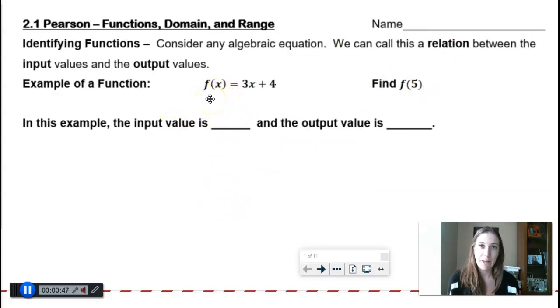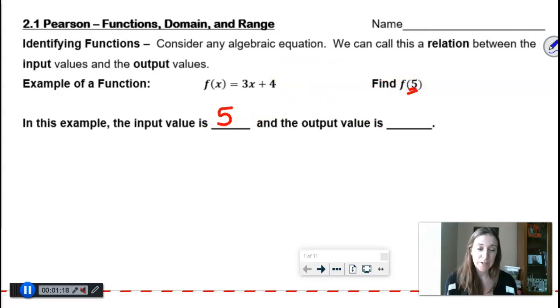You can use any letter you want, any variable you want, but whatever's in parentheses is what I'm using as my input variable. So if my function f of x is 3x plus 4, I can use that function to find any answer they ask me from there on. For f of 5, they want you to take 5 and put it into the function and get an output value. So the input value for f of 5 is 5.